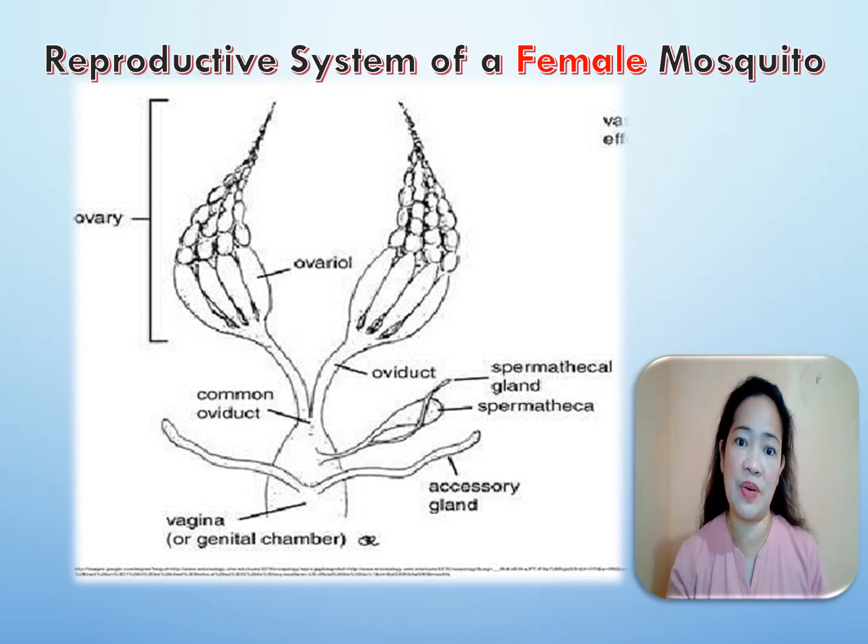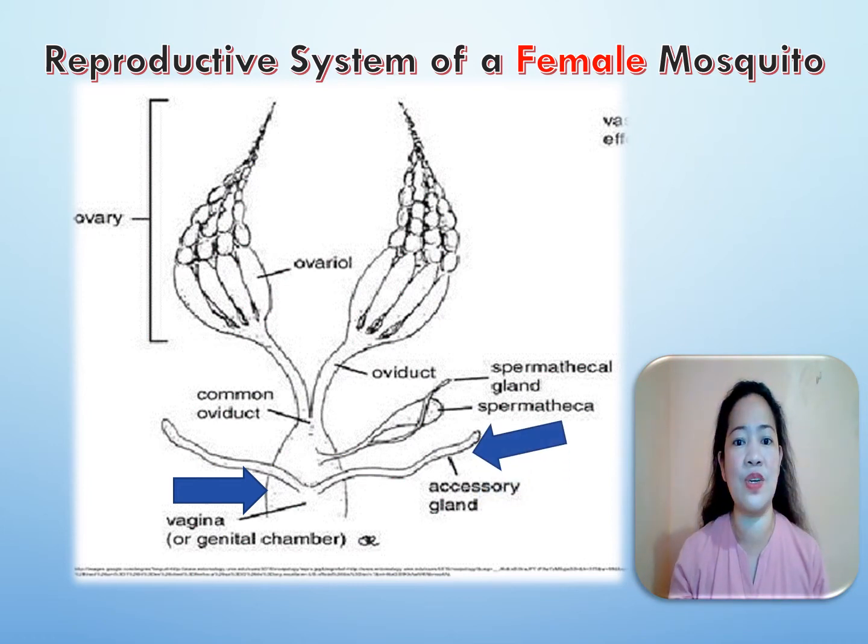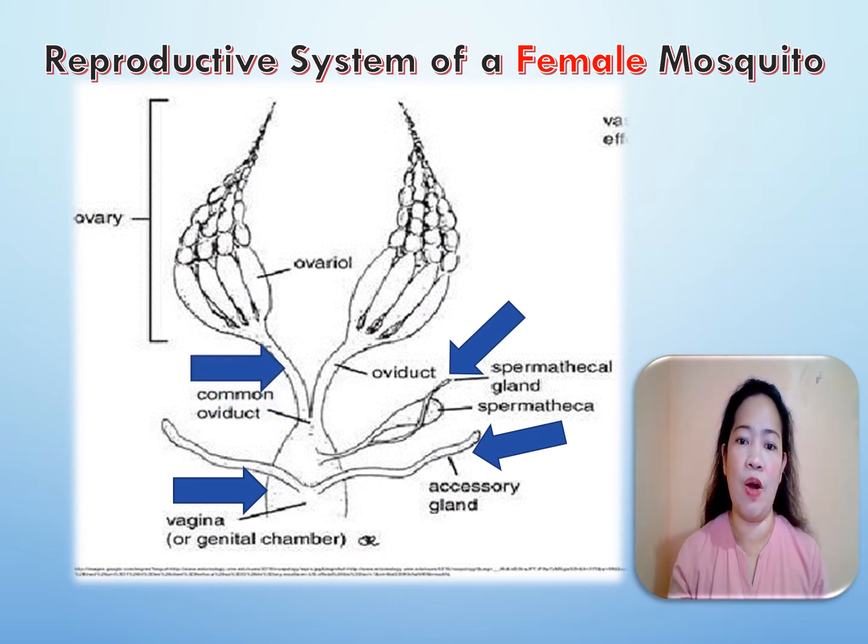Let us familiarize first the reproductive parts of a female mosquito. First, we have the vagina. Next, accessory gland, spermatheca, oviduct, and ovaries.